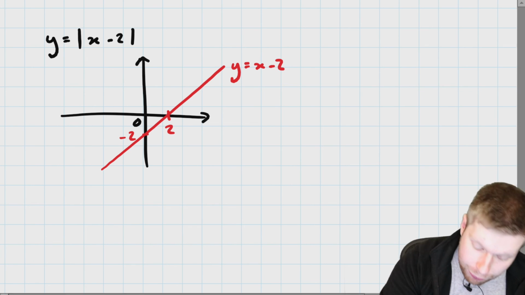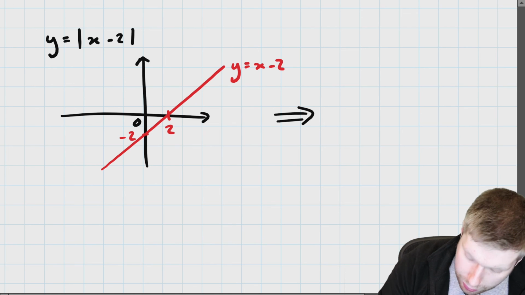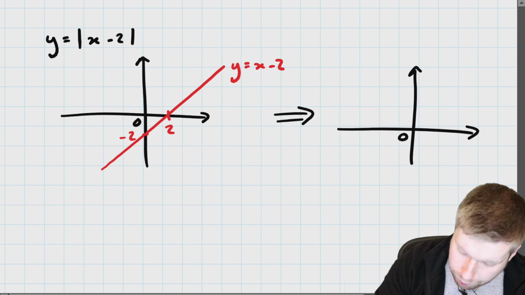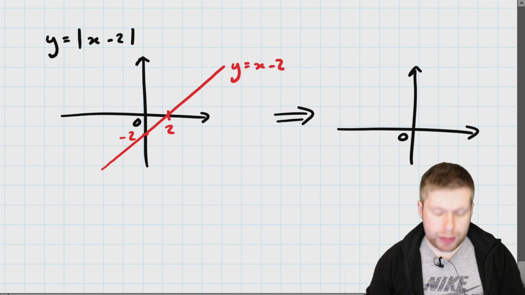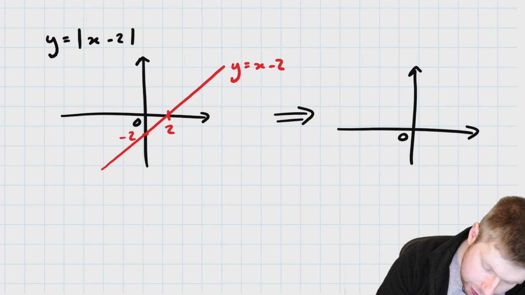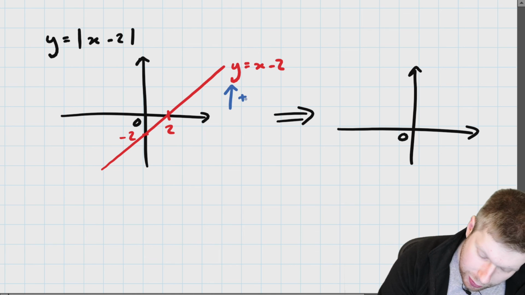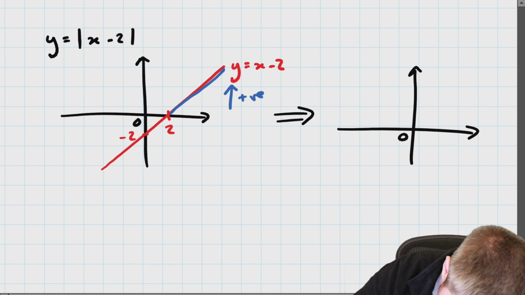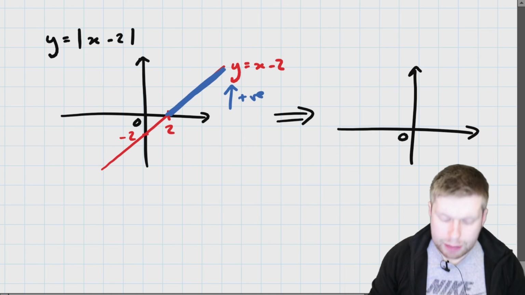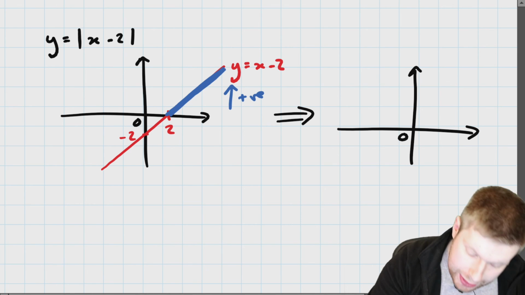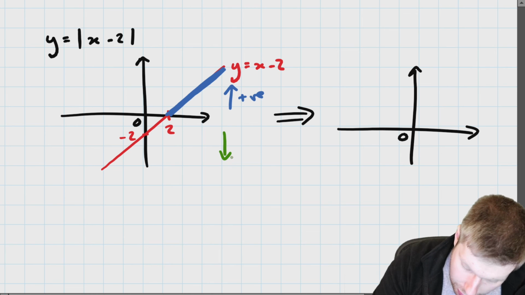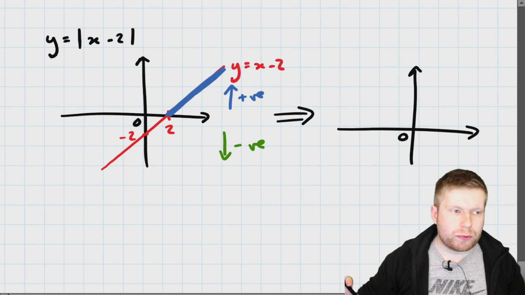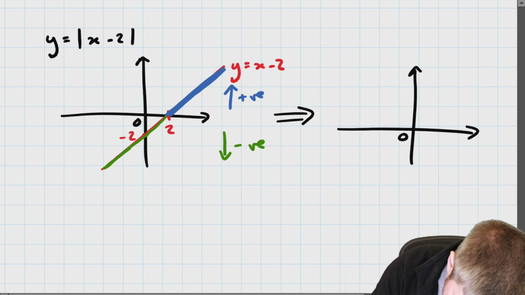Okay, so therefore, to get my absolute value graph, all I'm going to have to do is this. Anything above the axis, because remember I'm looking for outputs, so anything where my output is positive, that's all good. So all that part of the graph is all good. Okay, so I can keep that bit the same. But you notice that anything below the x-axis is going to result in a negative output. That's not what I want.